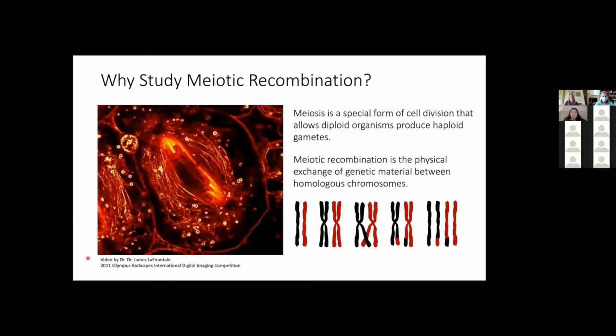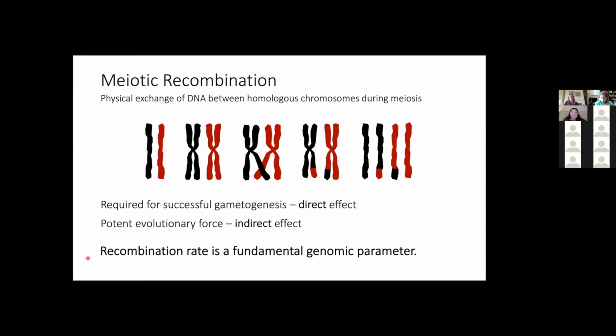And so if you don't get the right amount of recombination, there are really large effects on fertility, and in humans, a very large proportion of cases of infertility are due to errors in meiotic recombination. And it also can lead to improper numbers of chromosomes in cells, which is a cause of things like Down syndrome. So if you don't have the right amount of recombination, there are really important downstream effects on reproduction and development. But recombination is also a really important genomic and evolutionary parameter as well.